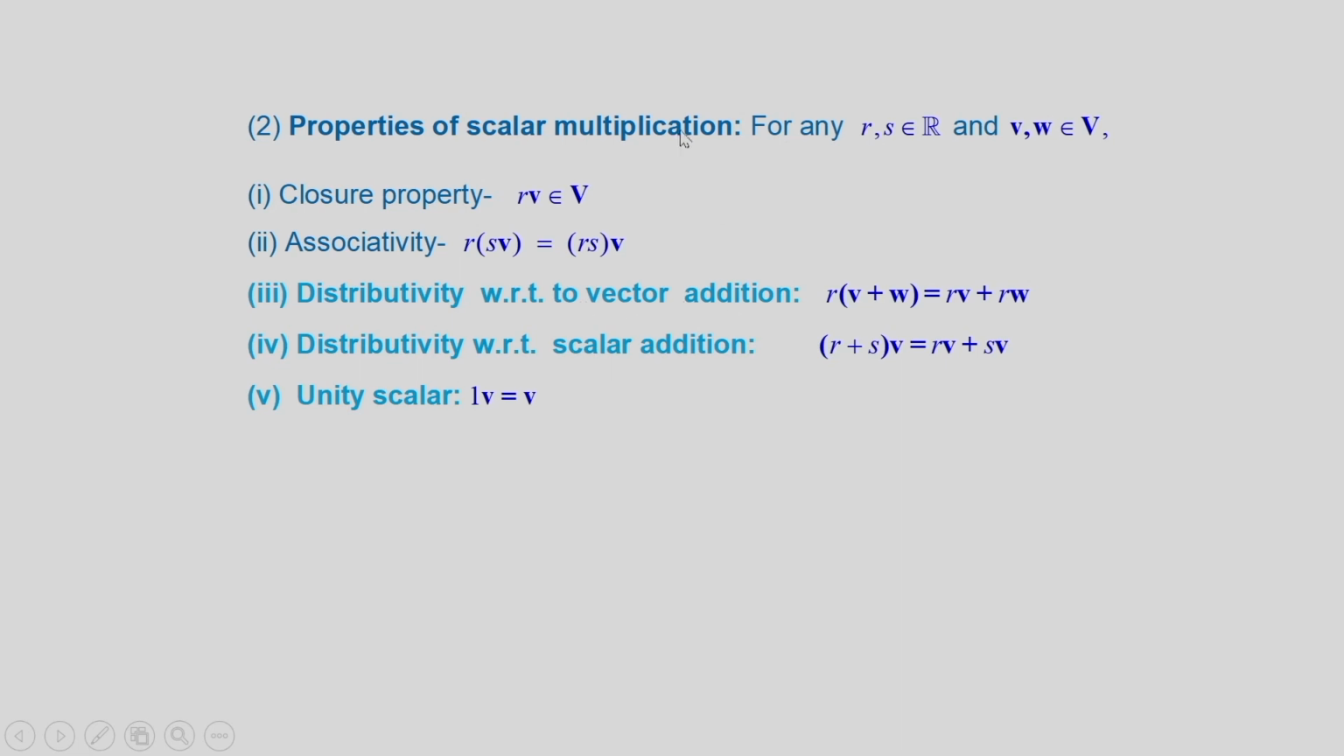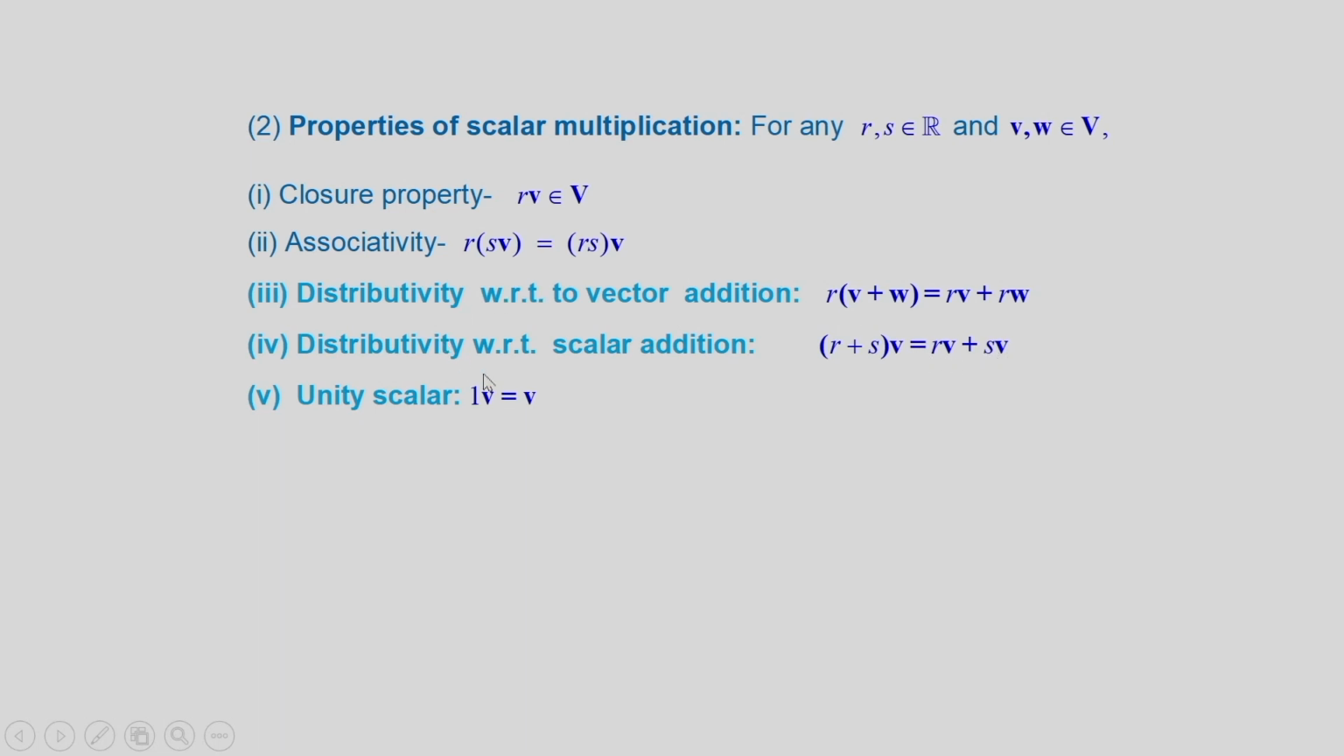Distributivity with respect to vector addition. Here two operations are there, vector addition and scalar multiplication. So we have to consider distributivity with respect to vector addition, that is r(v plus w) is equal to rv plus rw. Similarly, with respect to scalar addition also, scalar multiplication is distributive. That we can write as (r plus s) times v, that is the same as rv plus sv.